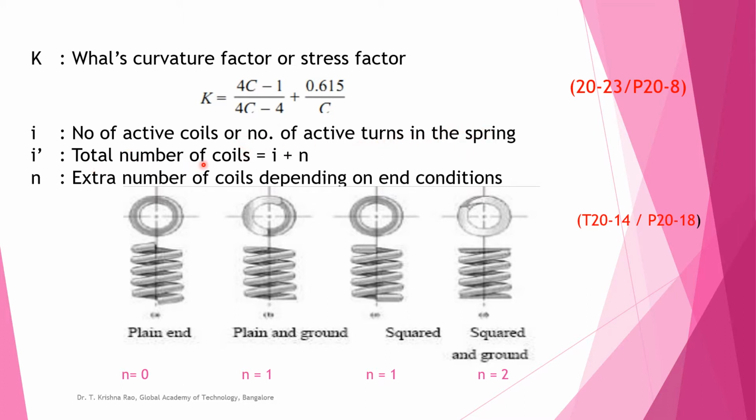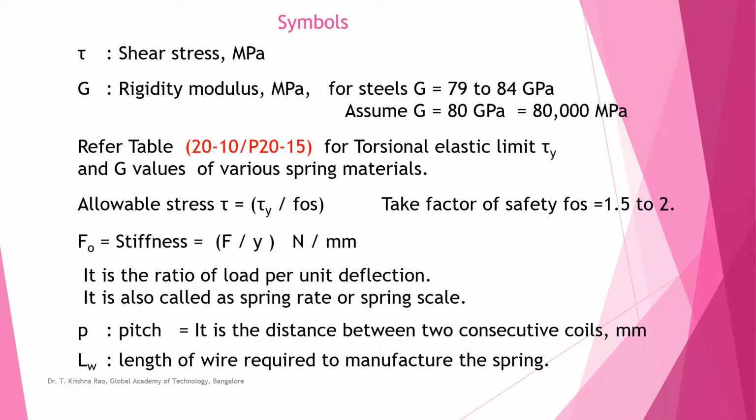I dash is the total number of coils, which includes some unwanted extra coils added to the active coils, so the total number of coils is the useful coils plus the useless coils N. N depends on the end conditions we have seen in the previous video. N is 0 for plain ends, N equal to 1 for squared or ground ends, and the best condition in our design will always be N equal to 2. We always take N equal to 2 assuming squared and ground ends. This is given in table 20-14, page number 18.